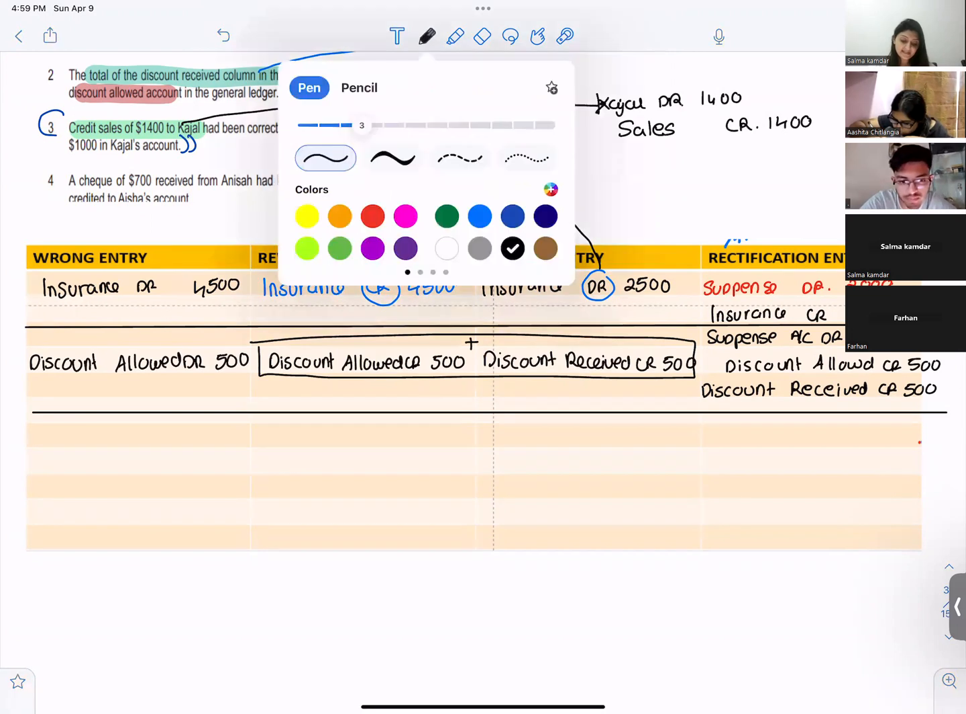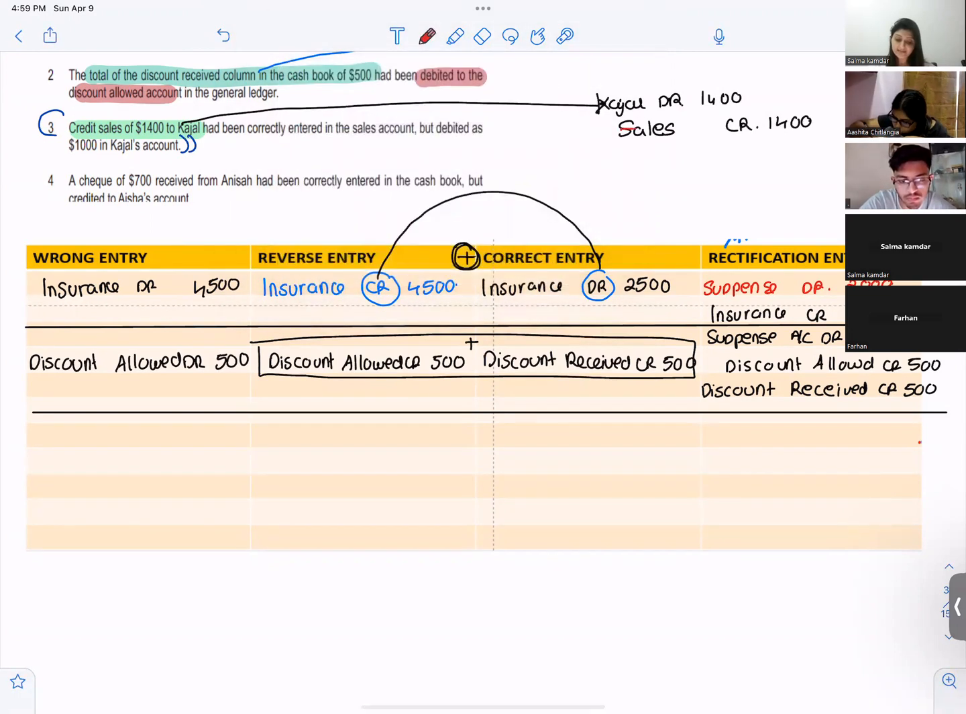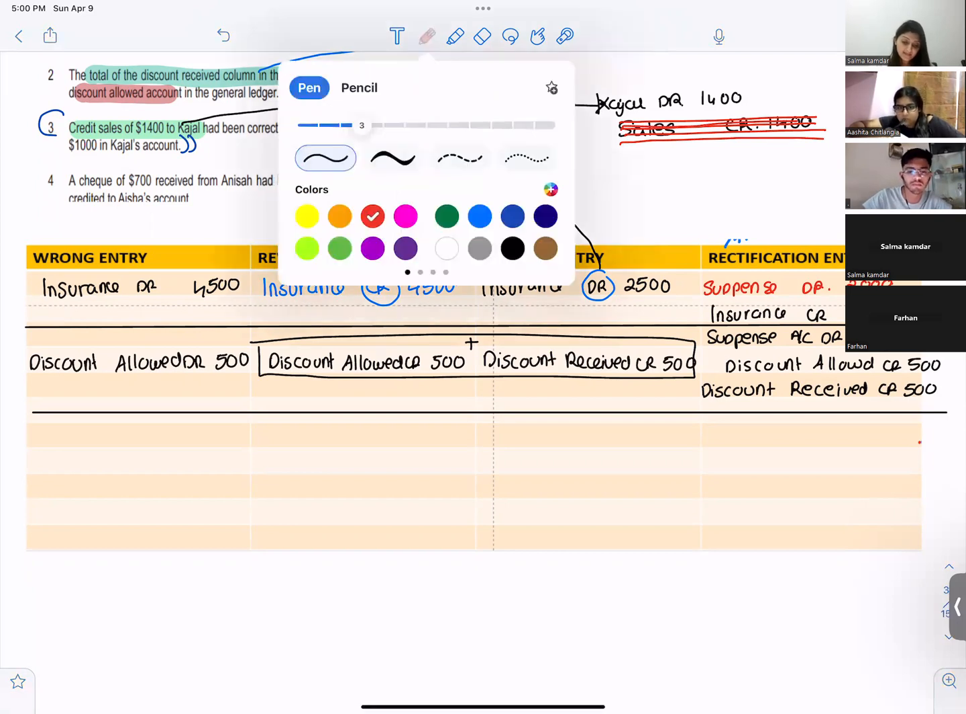It has been correctly entered in the sales account. That means I don't have to do anything with the sales. Are you with me? Yes. So the correct entry is Kajal debit. I don't have to do anything with the sales. But what did I do?